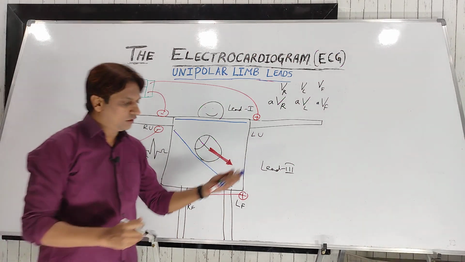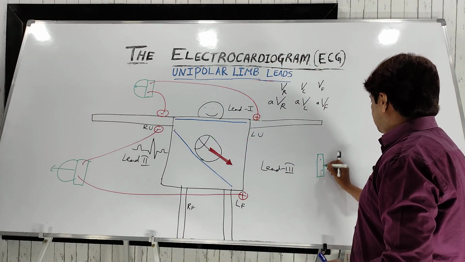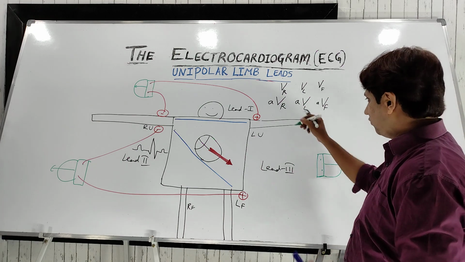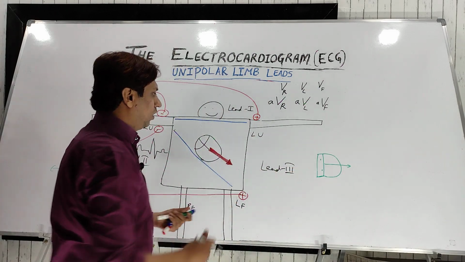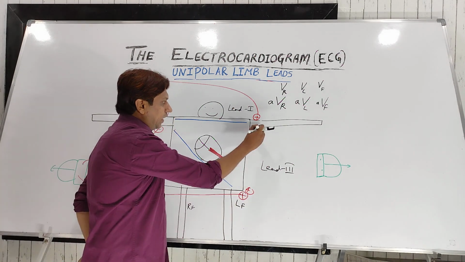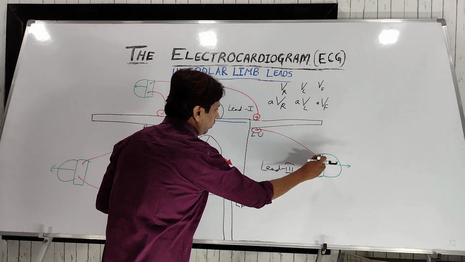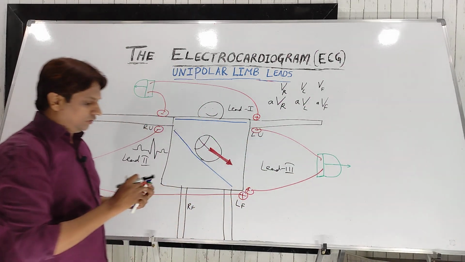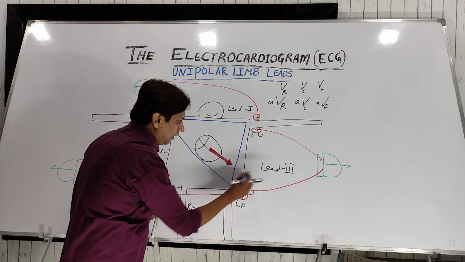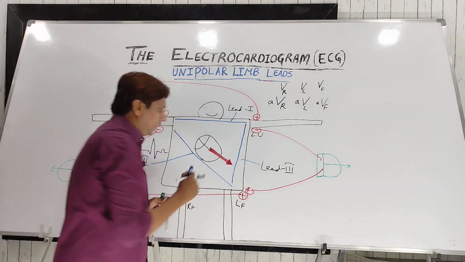Similarly for lead 3, how will the connection be? You know that basically the lead means the network of these wires and the electrical galvanometer here. So if we keep a positive electrode on the left foot and a negative electrode on the left upper limb, then we connect it to this ECG machine, and this will record the electrical activity in this axis. This is known as lead 3. This is lead 1, this is lead 2, and this is lead 3.